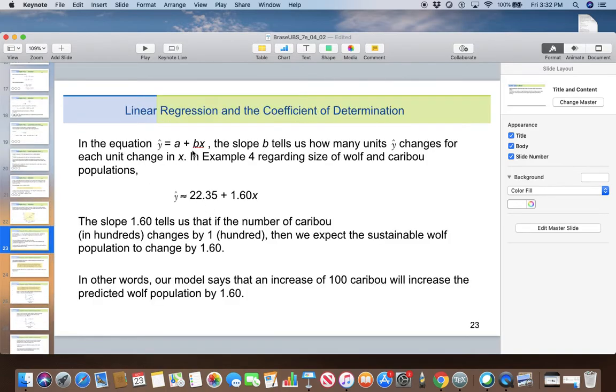Now, in the equation, y hat is a plus bx. The slope b tells us how many units y hat changes for each unit change in x.